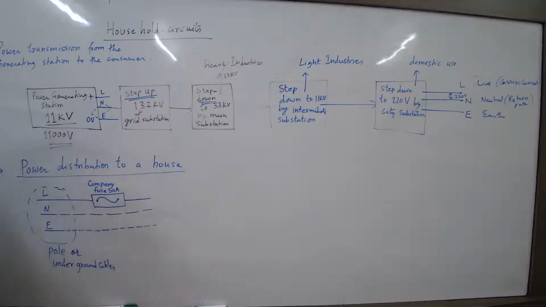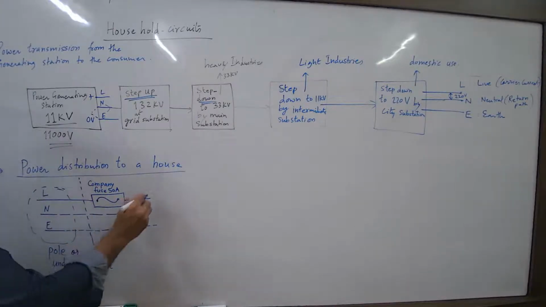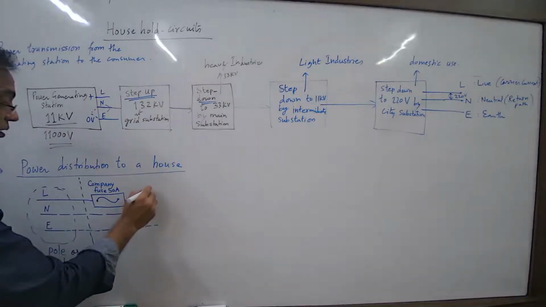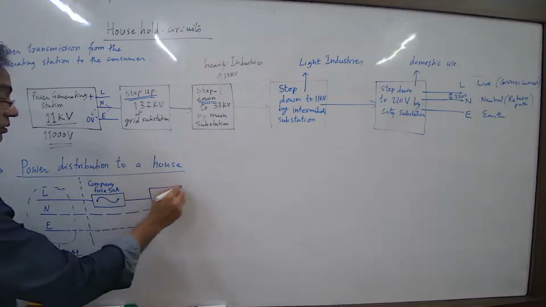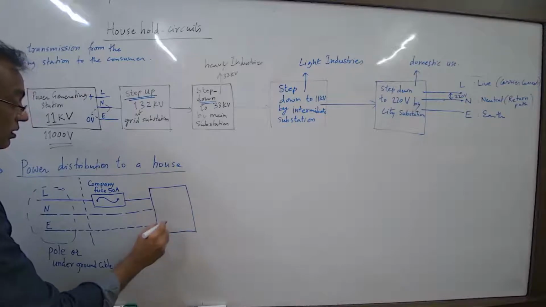Underground cable. Clear? So now this is our society boundary or house boundary, whatever. Let's say it's a bungalow, just one house. So we have a company use. After that, what will we have here? Meter, which will show how much electricity we are consuming.